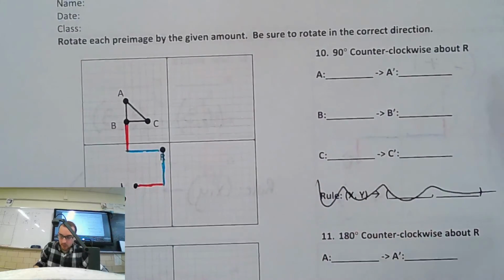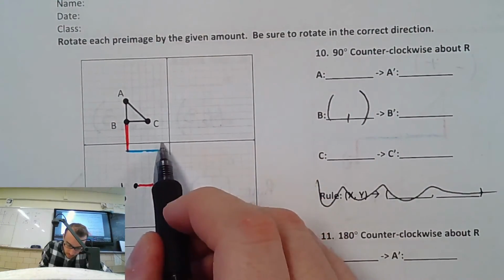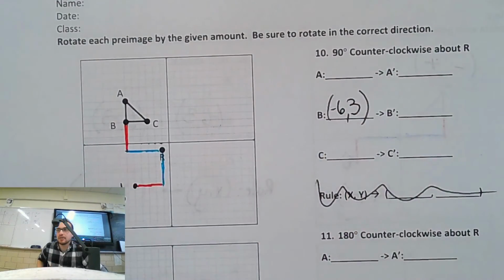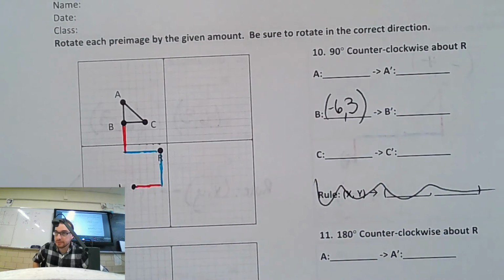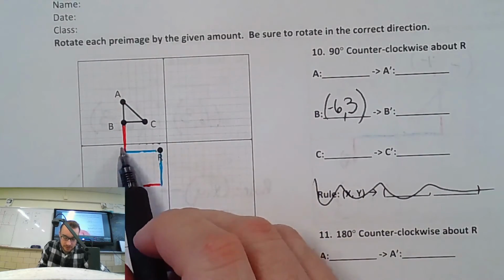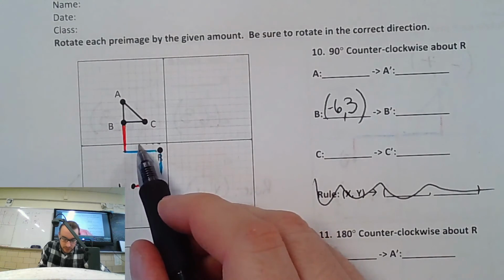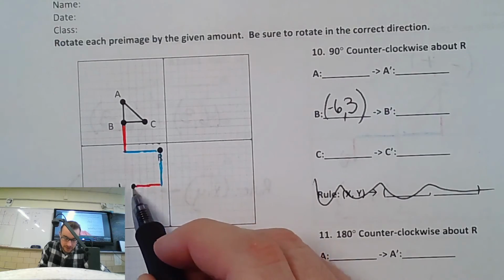You need to do that for all your points, but I only have time to do it for these. B is 1, 2, 3, 4, 5, 6 to the left and 3 up. Make sure you're counting from the origin. Don't count from R. Count from the origin when you're doing your coordinates. Very common mistake. Start here. 6 to the left, 3 up. B prime: 1, 2, 3, 4, 5 to the left, and 1, 2, 3, 4, 5, 6 down.